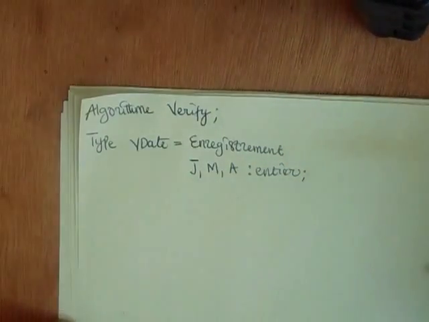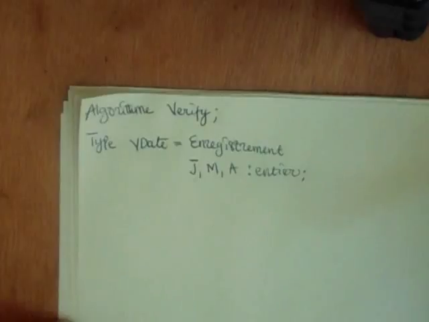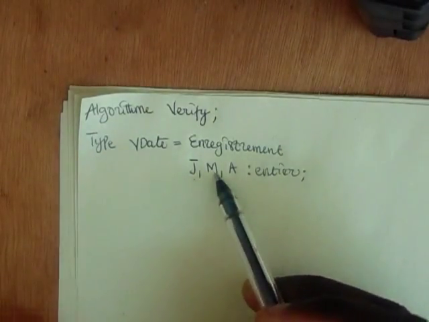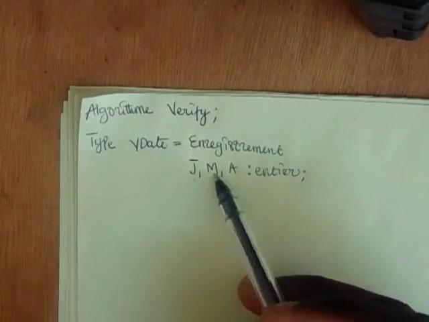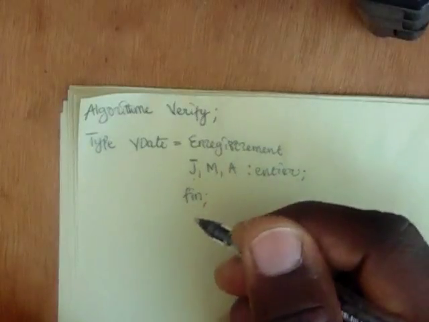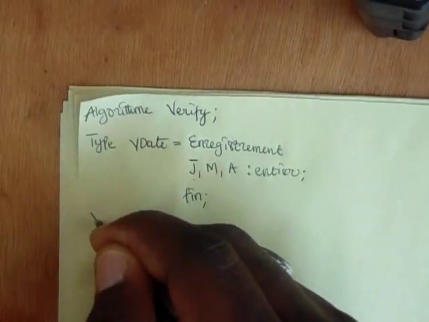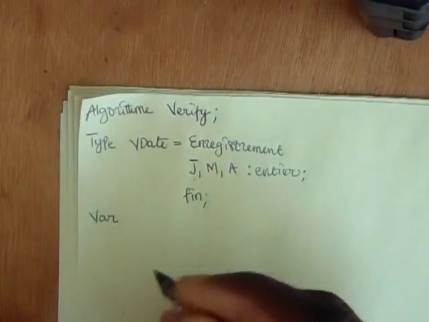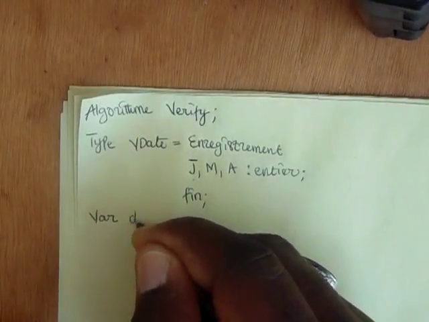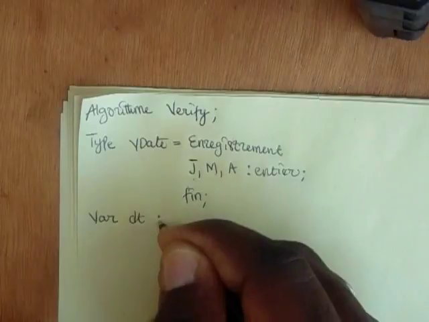We can say Sunday is the first day, like that. We're not doing it based on Sunday like that, else we would have used string for days. So J is jour, M is mois, A is année. So far. Now, as I said in the previous tutorial, we'll have to get a variable that will relate to this record. So we call it dt, for example.